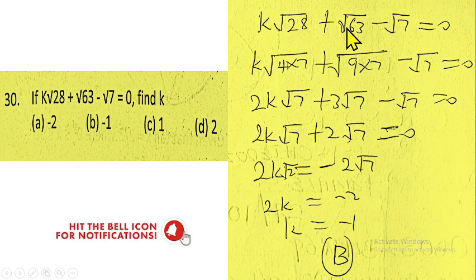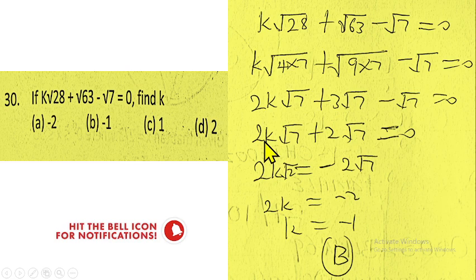We can simplify root 63 as well for that. That will be 9 times 7. 9 is a perfect square. Root 9 is 3. Then we have 3 root 7 minus 7 root 7. Then from there, 3 root 7 minus root 7 will give us 2 root 7. That is 3 balls minus 1 ball gives us 2 balls.